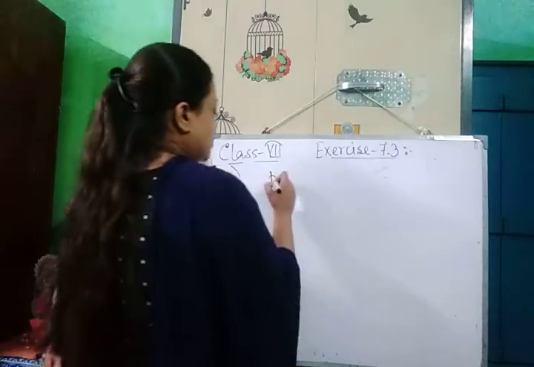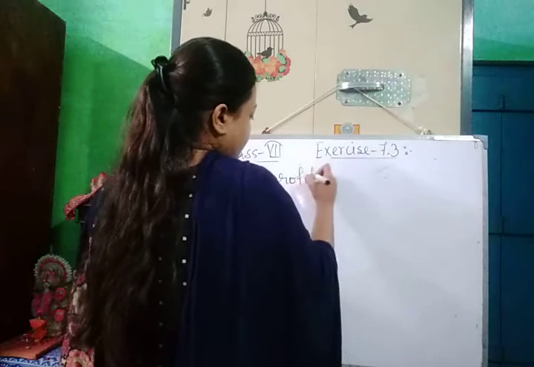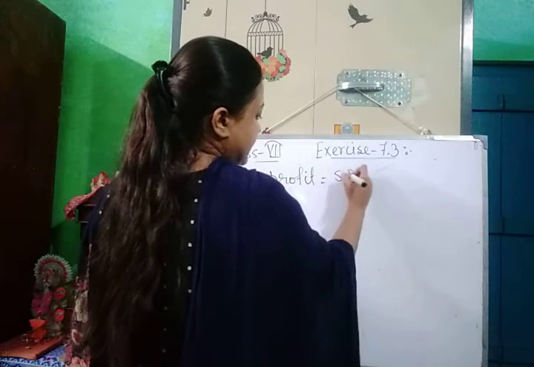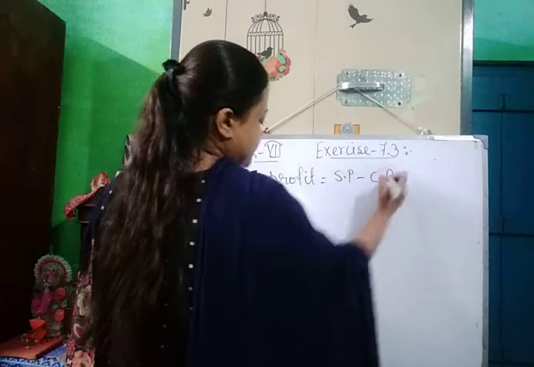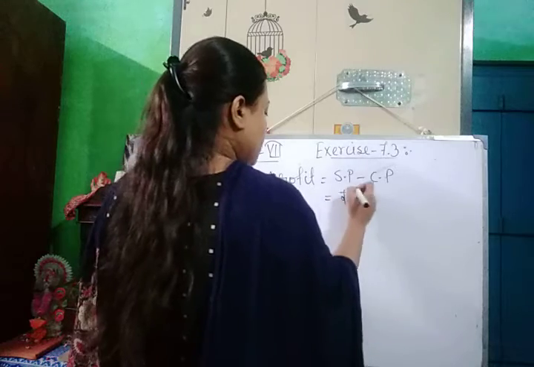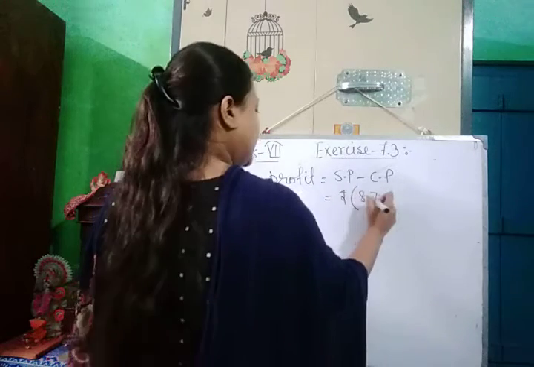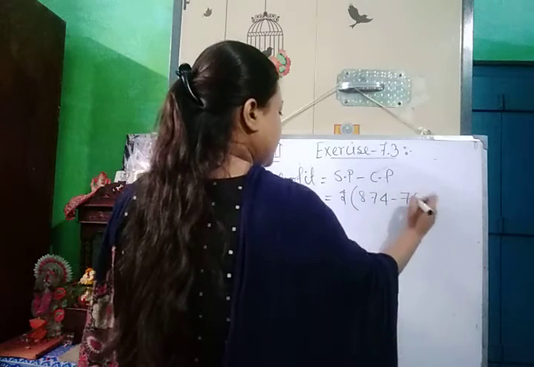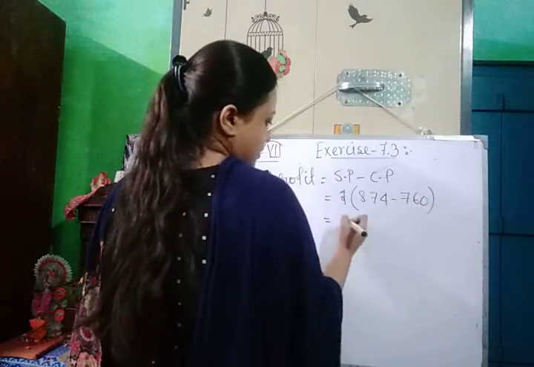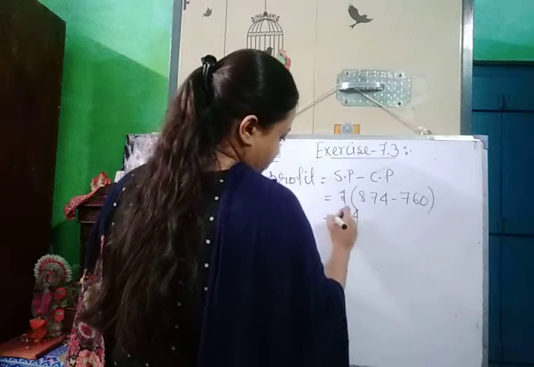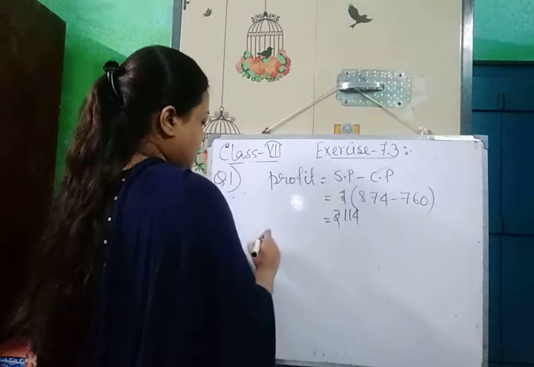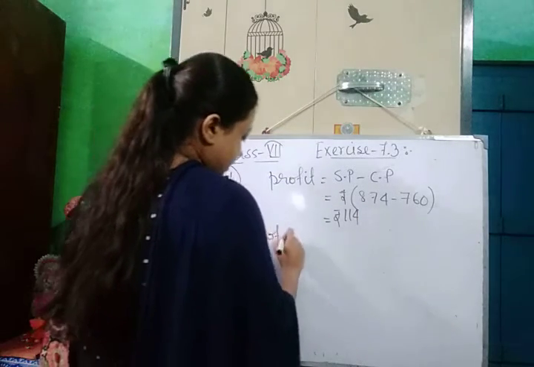So profit equals SP, selling price, minus cost price, SP minus CP, that is rupees 874 minus 760. So it's 114 rupees. Okay. Now profit percentage we will find out.